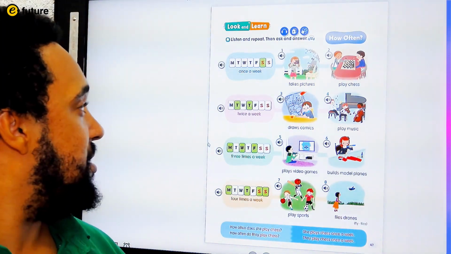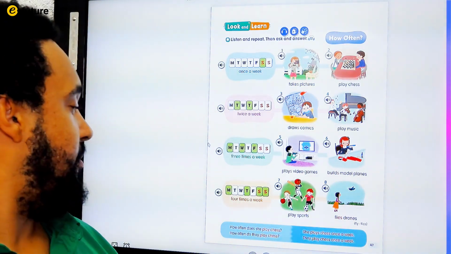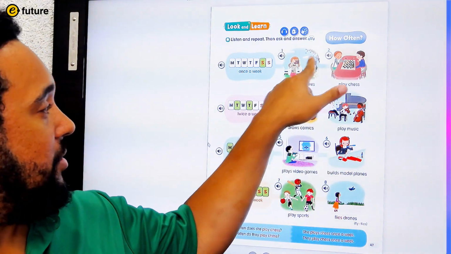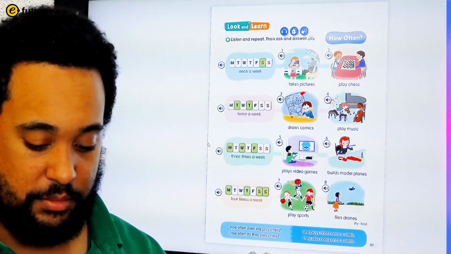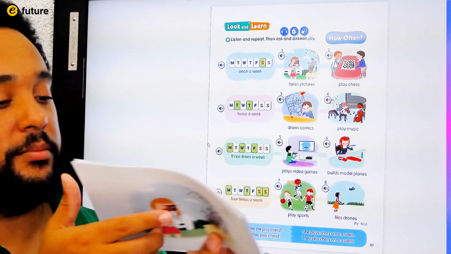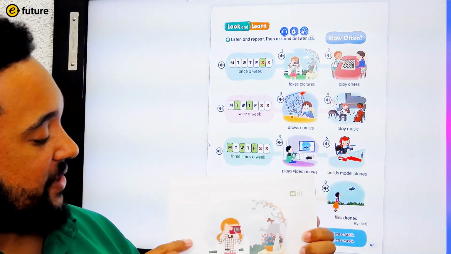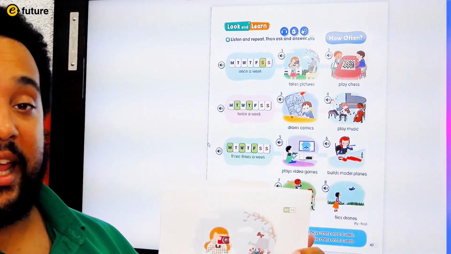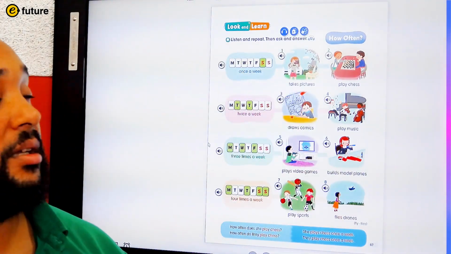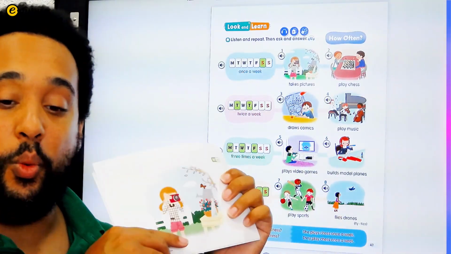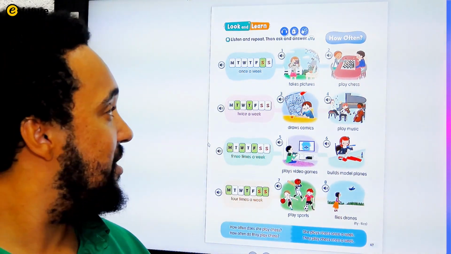Now, let's ask some questions. So, what is our big question? How often? So, look at the picture here. Let's find our flashcard. There we go. So, our flashcard takes pictures. So, how often does she take pictures? So, look at the answer here. She takes pictures once a week. Very good.